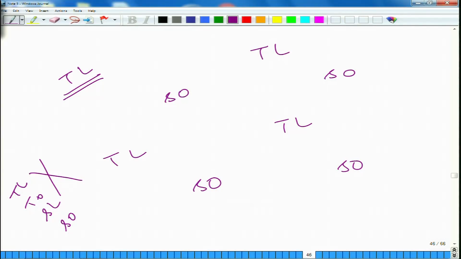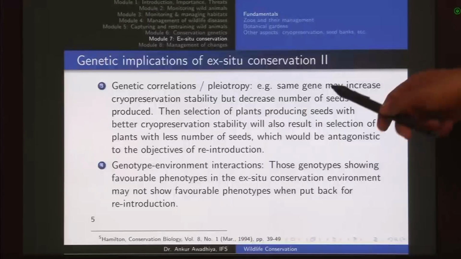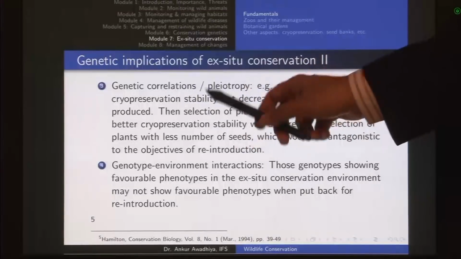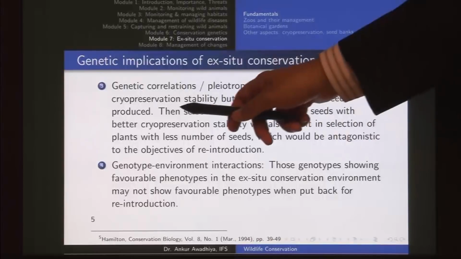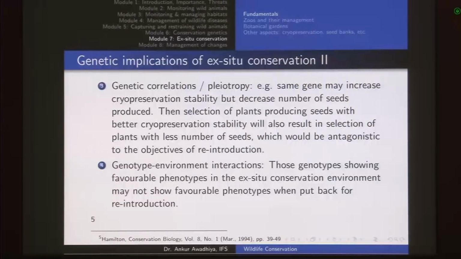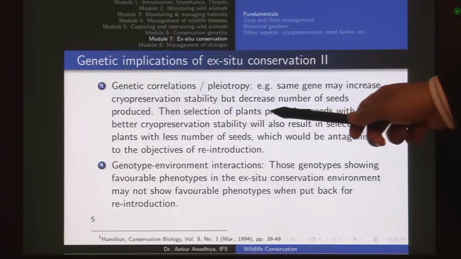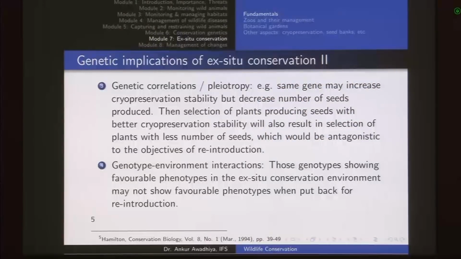Now in the case of plants, what happens is that you can have some genes that increase your cryopreservation stability. So essentially when you are keeping your seeds at a cooler temperature, there could be a gene that increases the stability at these cooler temperatures. So the other individuals might get lost when you are cooling the samples. But then this could also code for a decreased number of seeds that are produced. Now when you are selecting plants producing seeds with better cryopreservation stability, because in this case you are going to store your seeds at a lower temperature, you want those plants that would be able to survive lower temperatures, so you are selecting for those.